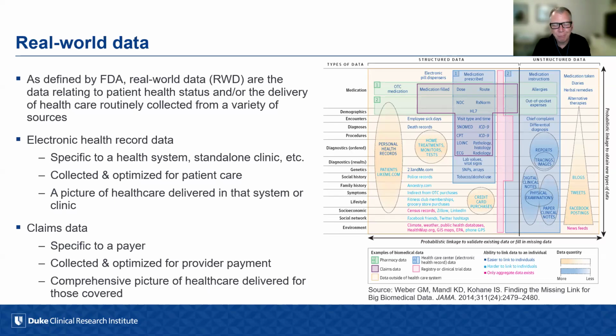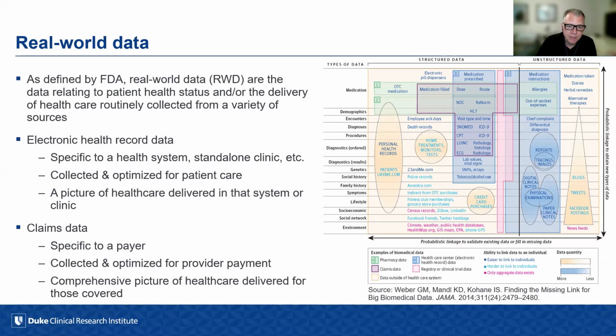So it's nice, if for nothing else, to think about the real world data. As defined by FDA, real world data are the data relating to patient health status and/or the delivery of healthcare routinely collected from a variety of sources. So electronic health record data is really specific to a health system or a standalone clinic. It's collected and optimized for patient care, and it's a picture of healthcare delivered in that system or clinic. But that's really the scope.